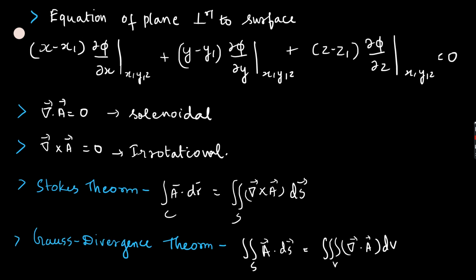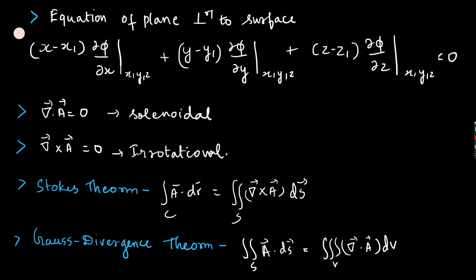Next is the equation of a plane perpendicular to the surface. So if you have to find the equation of a plane perpendicular to a given surface, then you are going to use this particular formula, solve it, and get the particular equation, which is the equation of the plane. Okay. Next, if del dot A is equal to 0, then the function is said to be solenoidal. And if del cross A is equal to 0, the function is irrotational. And then Stokes theorem: using this formula, we can convert a line integral to a surface integral.